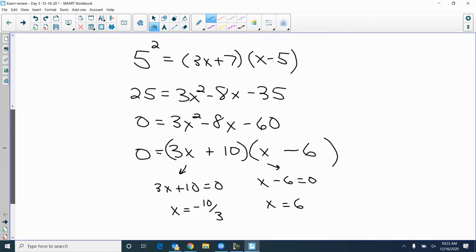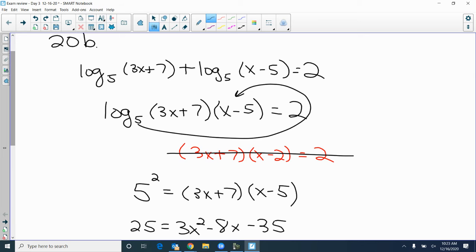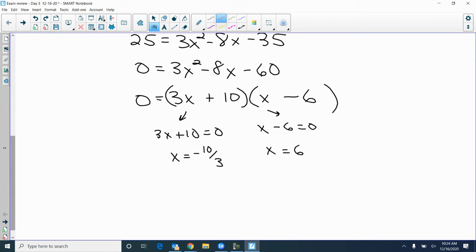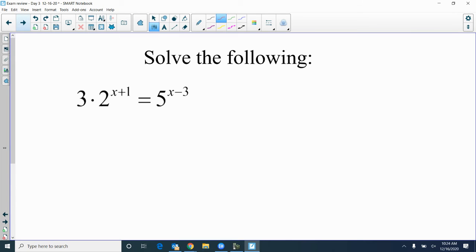Negative 10 thirds does not work because you plug it into x minus 5. Negative 10 thirds minus 5 is clearly negative. Okay, 6 will work. Now, don't assume just because a number is negative it doesn't work, and don't assume just because a number is positive it does work. Because if we got back 4, the number 4 wouldn't work because 4 minus 5 would be a negative 1. So just be careful on that one. All right, so that was 20B. I wanted to hit that one just because too many people have been missing it in different cases.